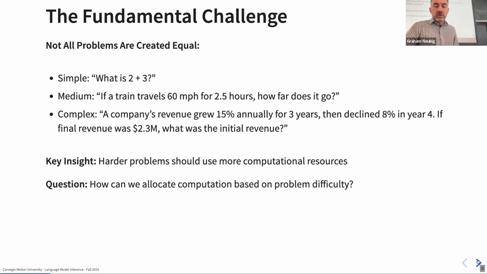So a key question is, how can we allocate computation based on problem difficulty? Another way to think about it is there are problems that fundamentally could not be solved by feeding in an equation and predicting the output, because they are more computationally complex than all of the computations that you do in predicting a single token in the language model. So it's theoretically impossible to solve all problems with a single step of a language model.